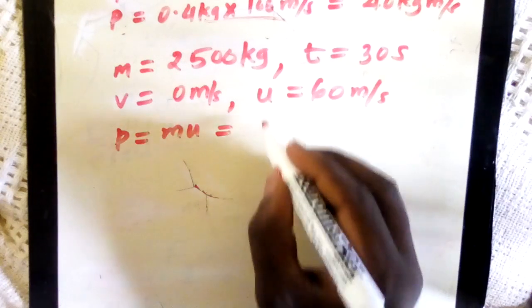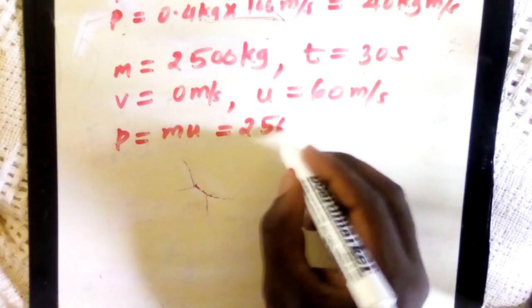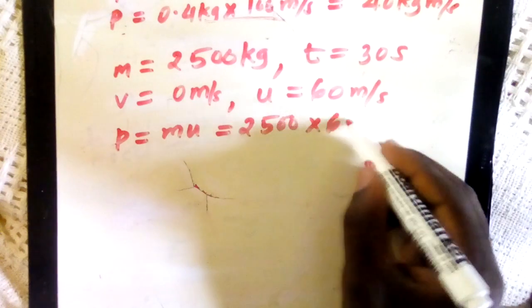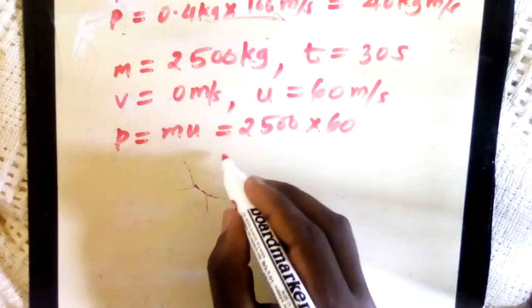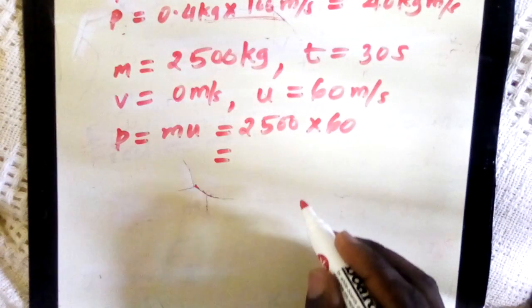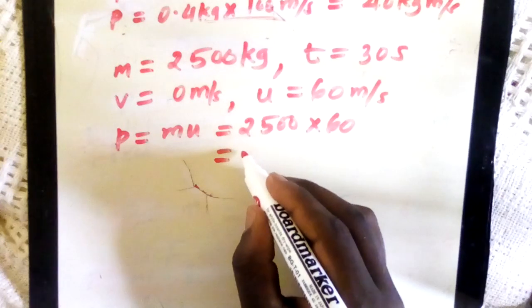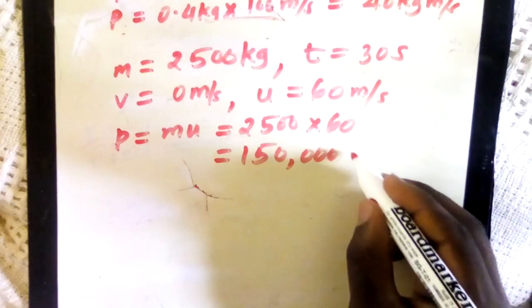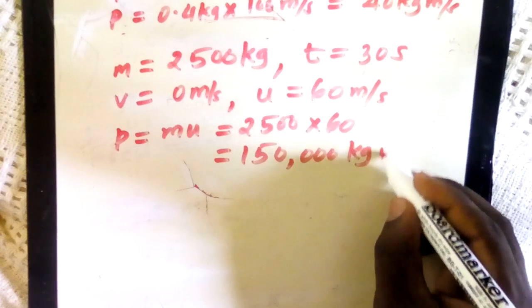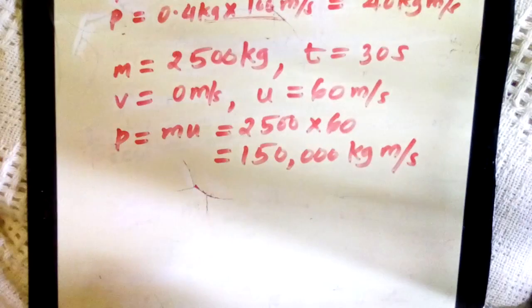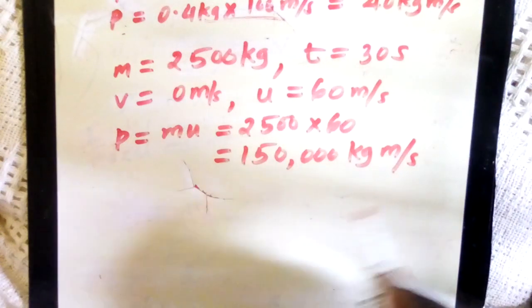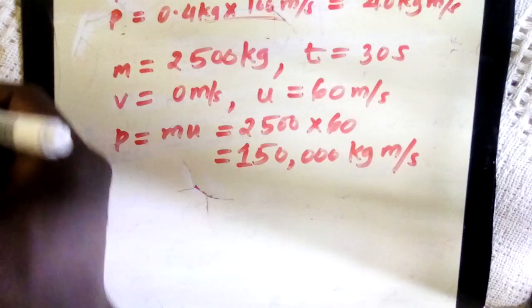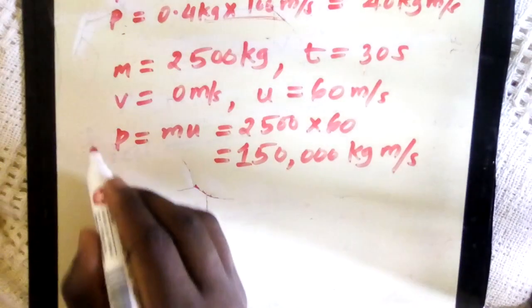So the mass of this car is 2500. You multiply by its velocity, 60 meters per second. So we end up with its momentum being 150,000 kilograms meters per second. Don't forget the SI units, because SI units in physics are very important. Great. So this is its momentum.